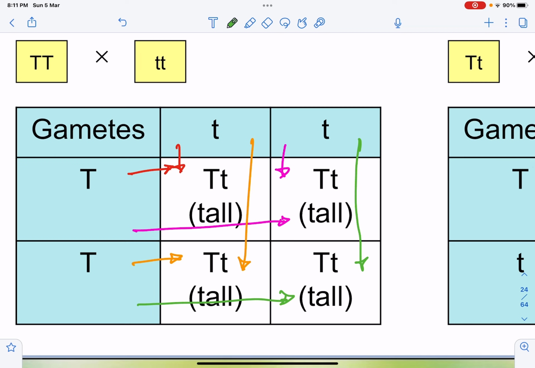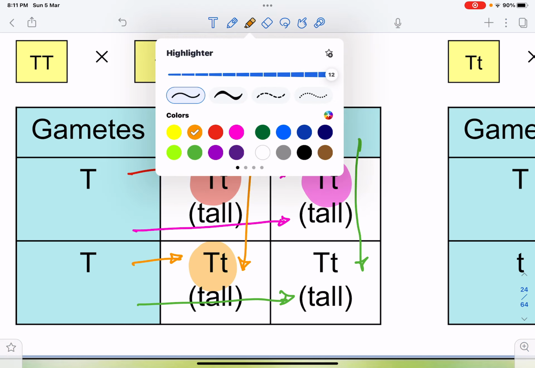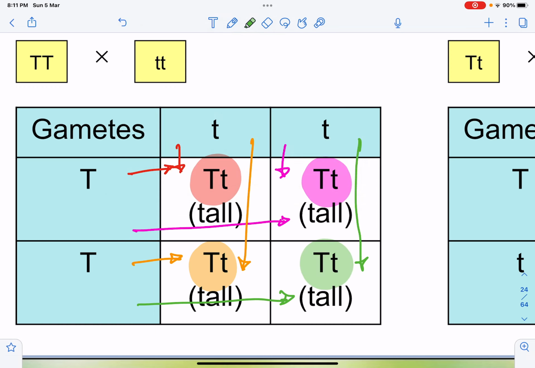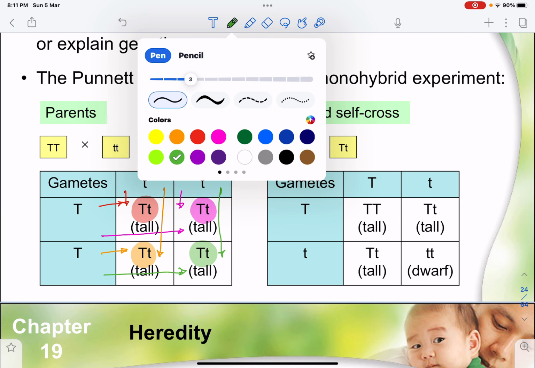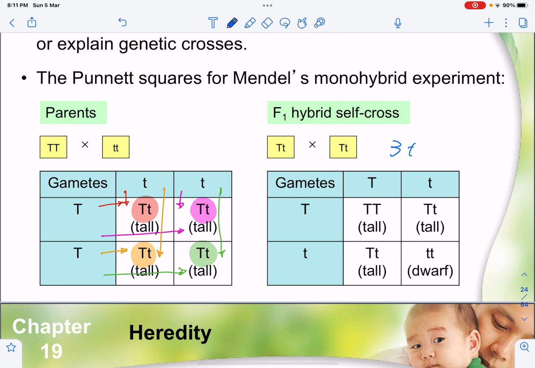If I were to color it, the red one is here, the pink one, the orange one, and finally the green one. Okay, so this is the kind of combination that you need. Of course, more practice will make more sense. And then from here, you can take a look. The ratio is definitely just 3 tall to 1 dwarf.